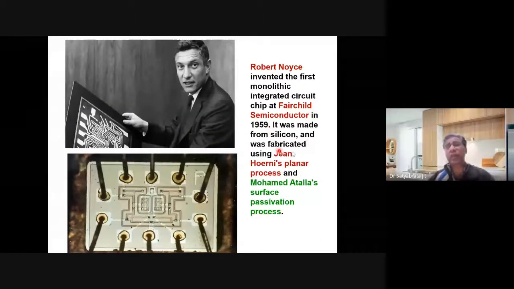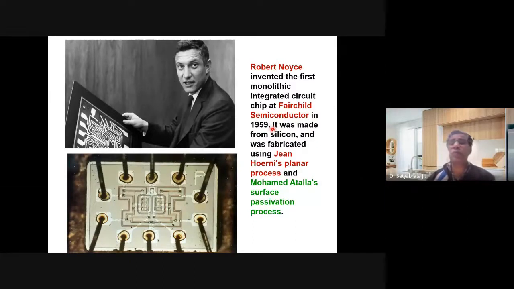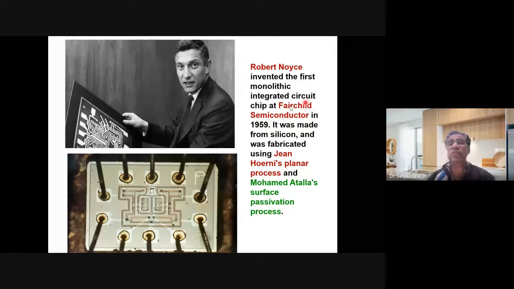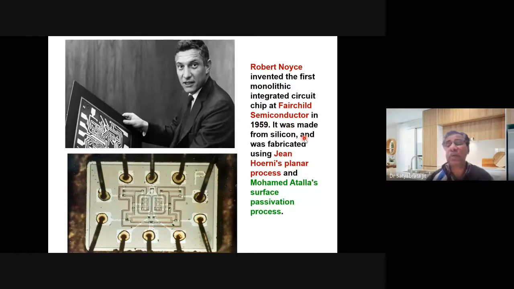That is all the interconnections could be made, and he demonstrated just 3-4 months later. It was demonstrated by Robert Noyce, and he used silicon, but Kilby used germanium. In this case, Robert Noyce used Jean Hoerni's planar process and Mohamed Atalla's surface passivation process, and he reported the first integrated circuit at Fairchild Semiconductor.